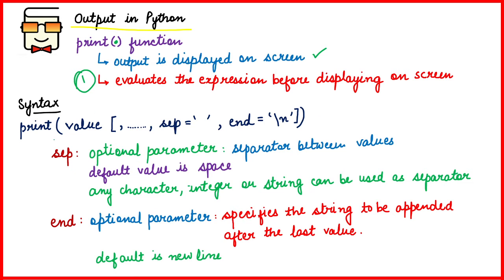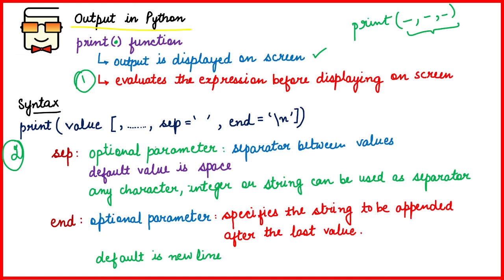Now the second most important thing about the print statement is that if you have to print one value, you can directly write it between the round brackets of the print statement. Now what if you have to print more than one value? If you have to print more than one value, then you separate the different values with a comma, and you write these comma separated values inside the round brackets of the print statement.